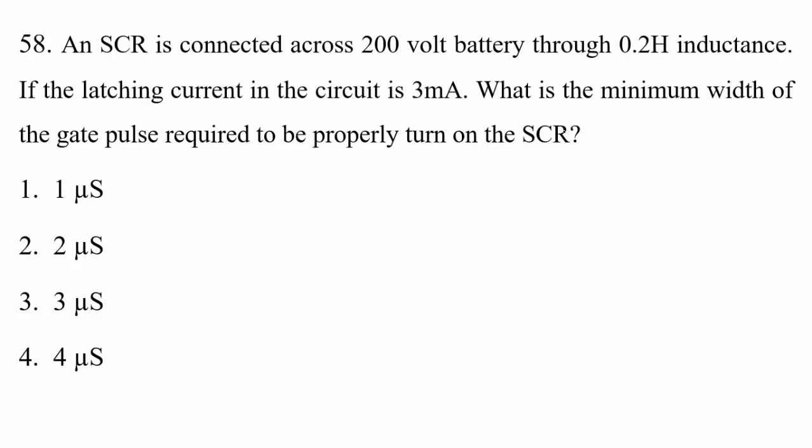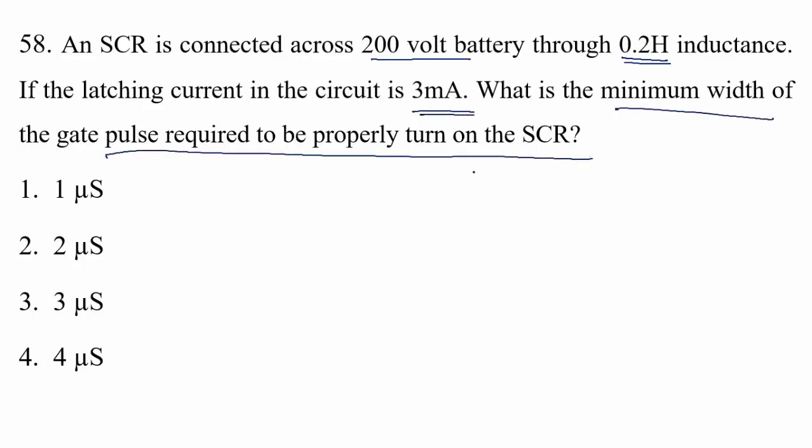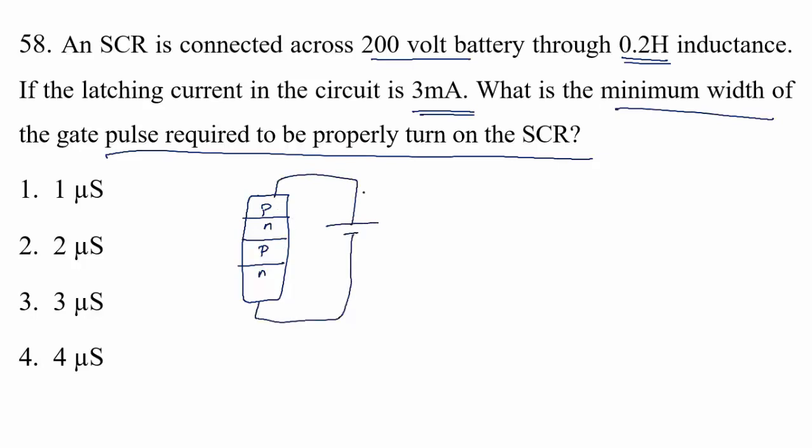58th question, an SCR is connected across 200 volt battery through 0.2 Henry inductance. If latching current in the circuit is 3 milliamperes, what is the minimum width of the gate pulse required to properly turn on the SCR? Now look at over here, this SCR is made up of PNPN material. When you start increasing the voltage, junctions J1 and J3 will be forward biased, but junction J2 will not be in forward bias, nothing but it will be in forward blocking mode.